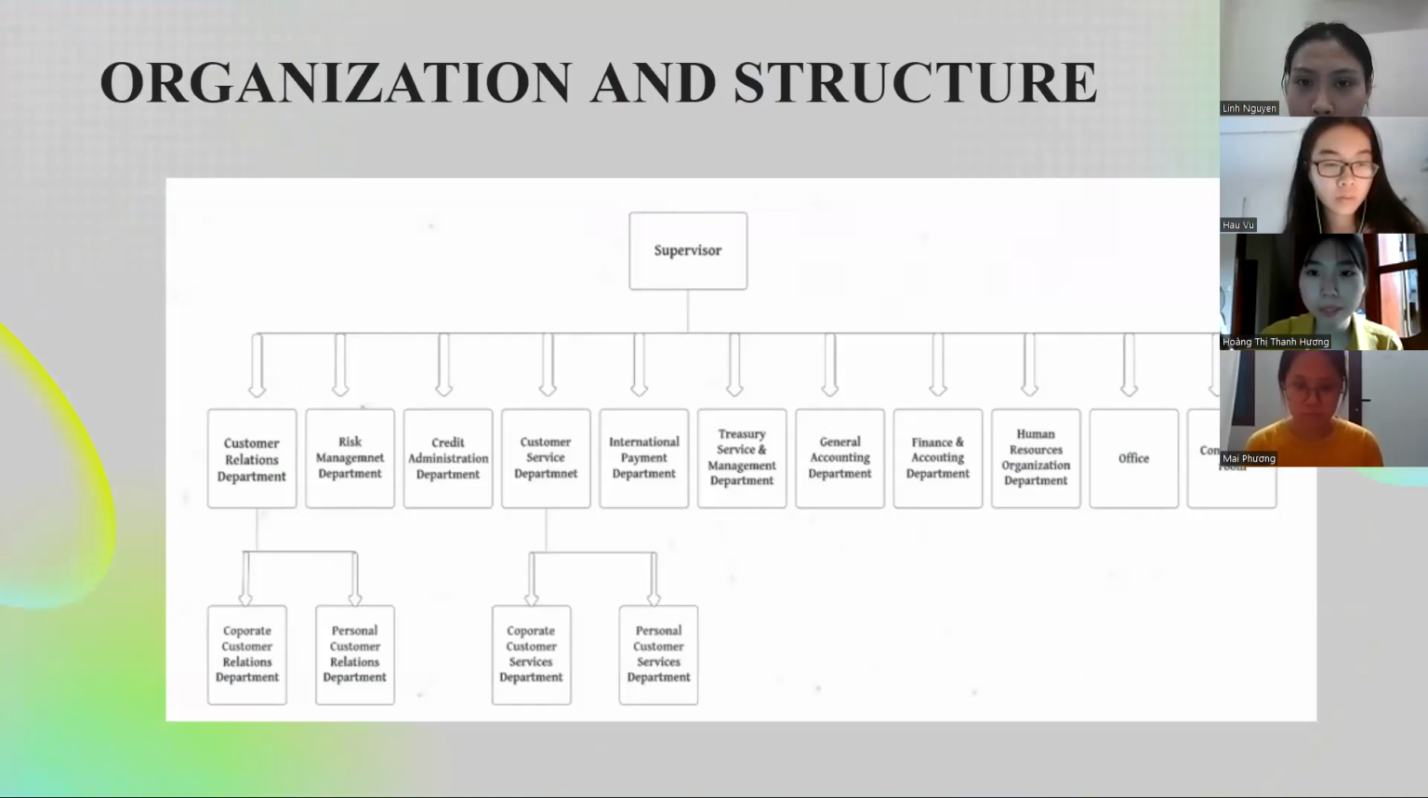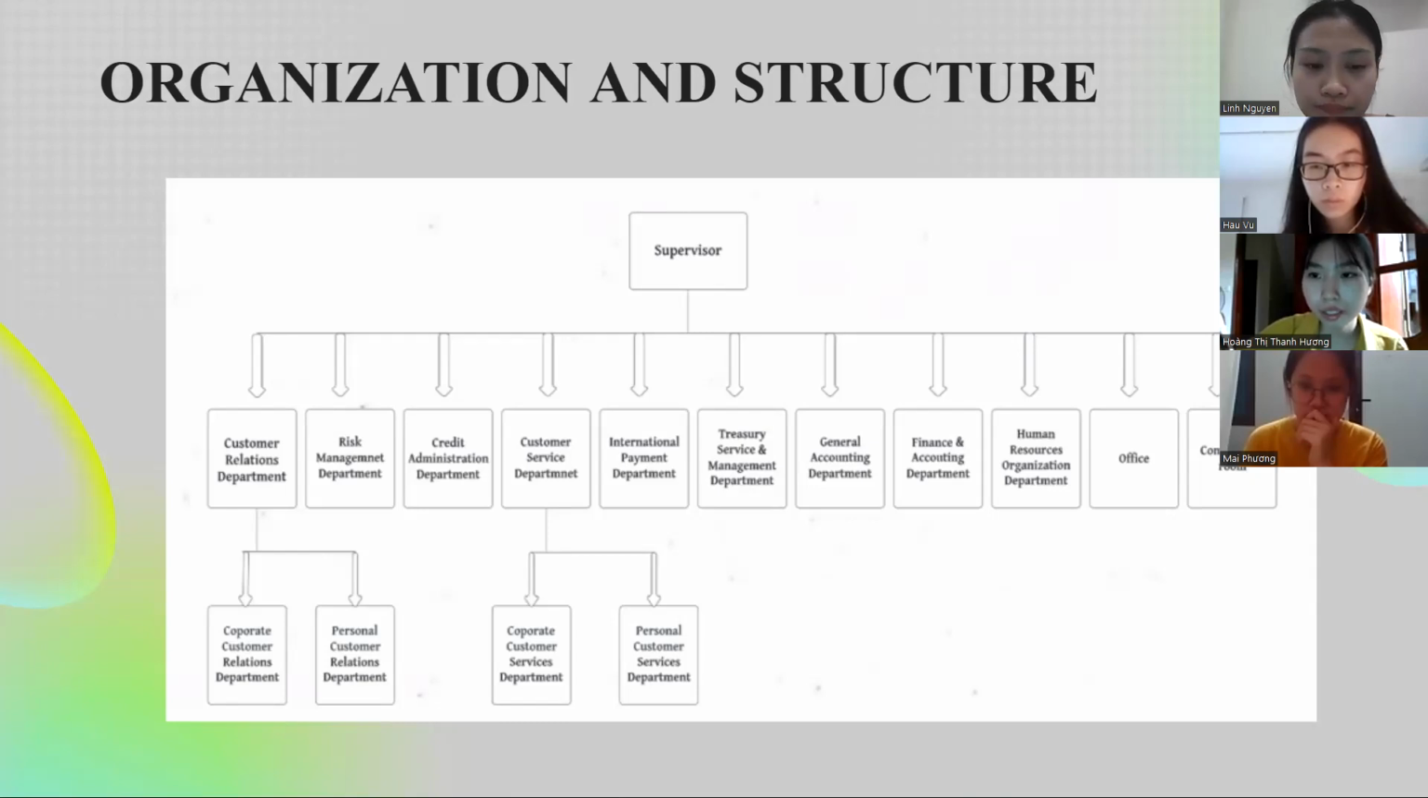Now I will tell you about BIDV Bank's branch structure. The first is the supervisor, who is the head who holds all the power to manage BIDV's branches. Next are the departments that manage different areas in turn, such as customer relations, risk management, credit management, customer services, treasury management, and many other offices such as finance and accounting, computer room, human resources department, and each customer relationship management department. There will be relationships including individual customer and corporate customer relationship.